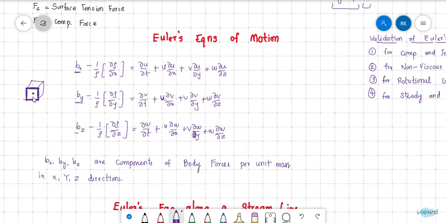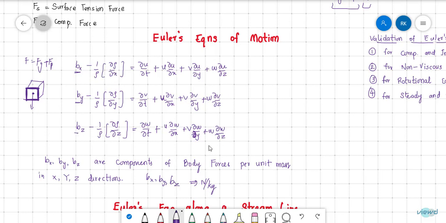So gravity force is a body force in the case of this Euler's equation, since F is equal to Fg plus Fp, gravity force and pressure force. So Bx, By, Bz are the components of body forces per unit mass in x, y and z directions. Bx is in the x direction, By is in the y direction and Bz in the z direction. The units of Bx, By, Bz are Newton per kg. So per unit mass, the forces are Bx, By and Bz.